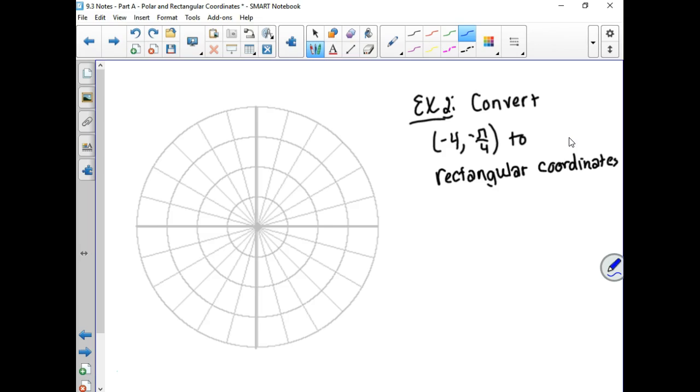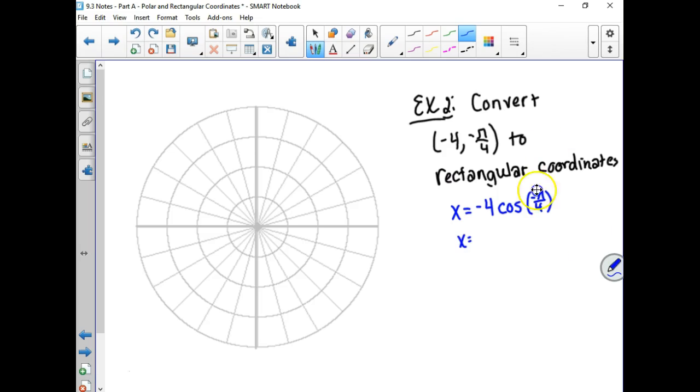And again, I'm going to do this two different ways. First, I'm just going to use the equation. So the equation told me that x equals the radius times the cosine of the angle. So I would have -4 cosine of -pi over 4.